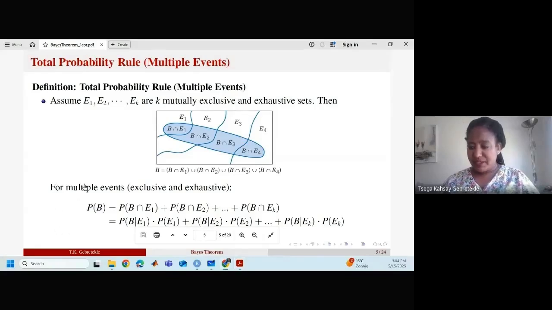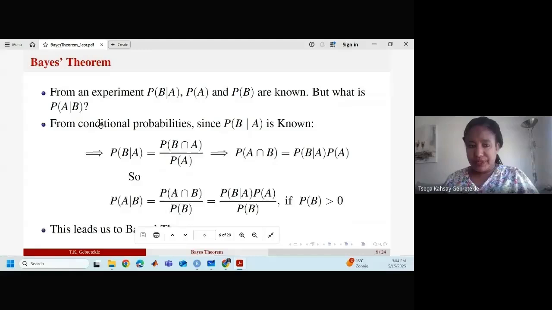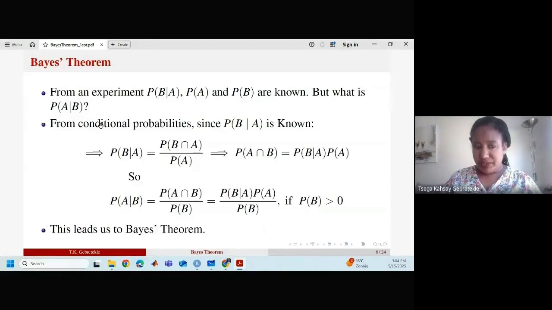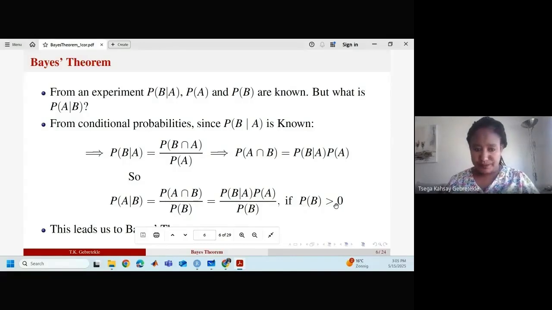How? As follows. Suppose the probability of B is known, the probability of A is known, the probability of B given A is known, but the probability of A given B is not known. So how do we calculate it? From the conditional probability formula, the probability of A given B will be the probability of B intersection A divided by the probability of B. And from the multiplication rule for probabilities, the numerator will be the probability of B given A times the probability of A, and the denominator will be the probability of B, where the probability of B is greater than 0.